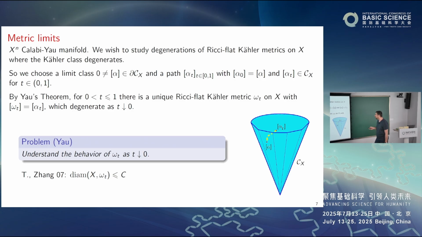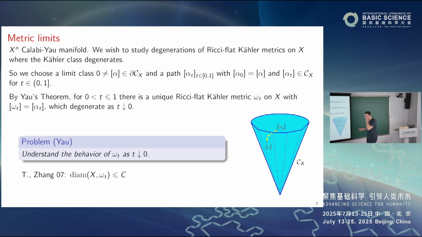So this is one simple enough way to construct degenerations of this metric, because we can just apply Yau's theorem for each t strictly positive. For each t strictly positive, there's a unique Ricci-flat metric omega t in the correct class. And these metrics have to degenerate in some way because the limiting class alpha is not in the cone.